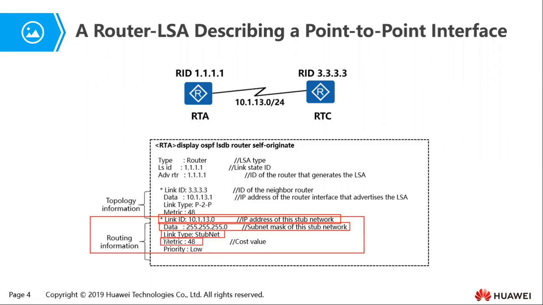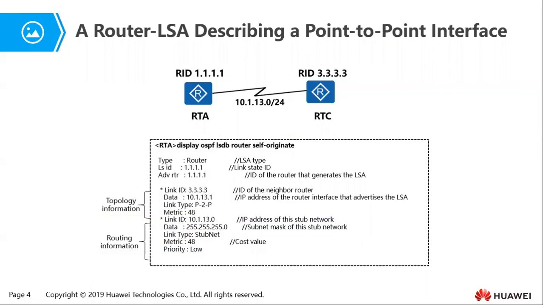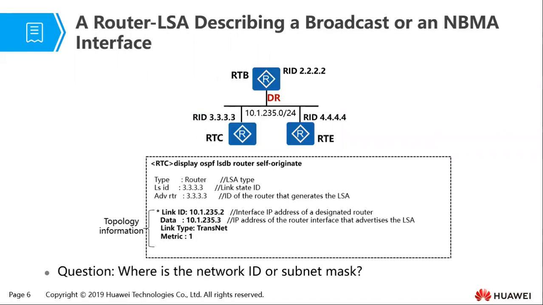So those are some of the details that we can see in this particular example. Let's move on to the next one. So this generally was used to describe the Router-LSA for a point-to-point interface. So let's look at the Router-LSA for a broadcast or non-NBMA interface, because they'll differ just a bit.